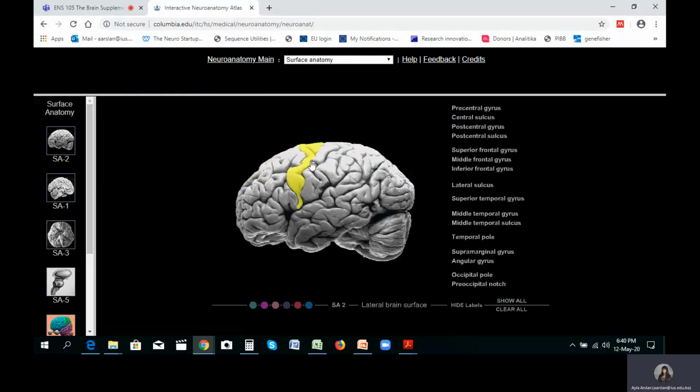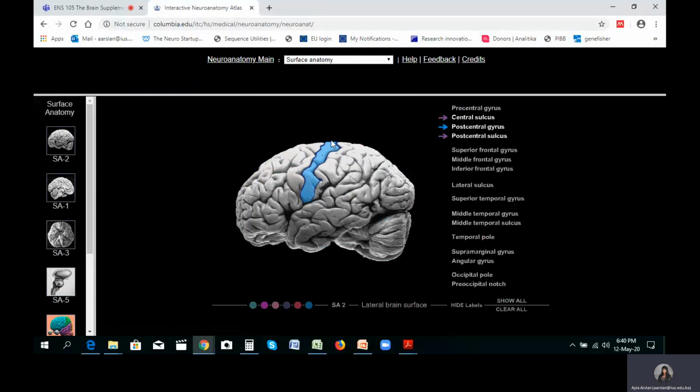One of the most important landmarks of the parietal lobe is the postcentral gyrus here, which is found just posterior to the central sulcus, and it extends until the postcentral sulcus. This area, the postcentral gyrus, is responsible for somatosensation. What is somatosensation? Somatosensation is the sensation of objects in the external world through touch.